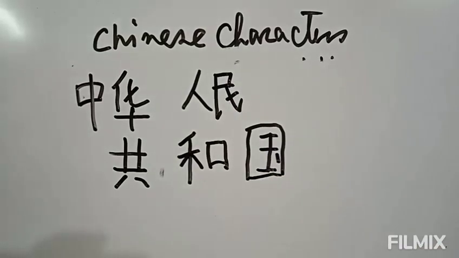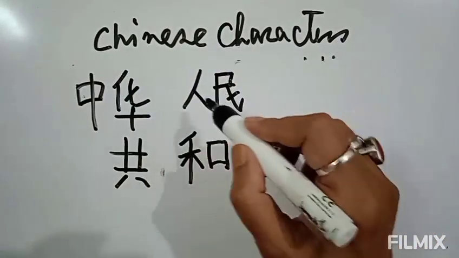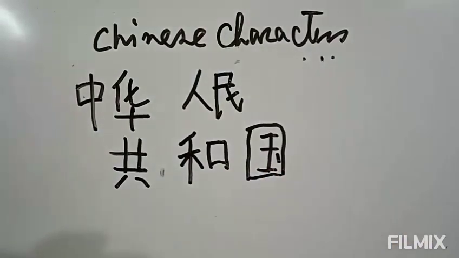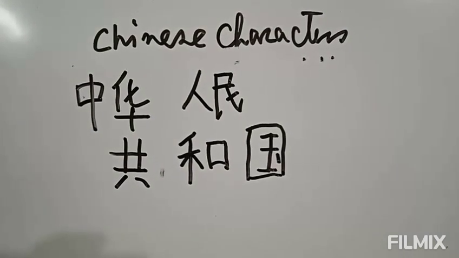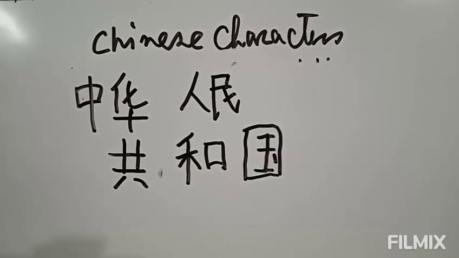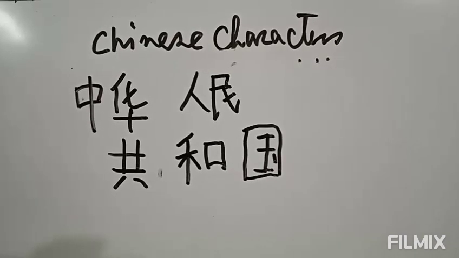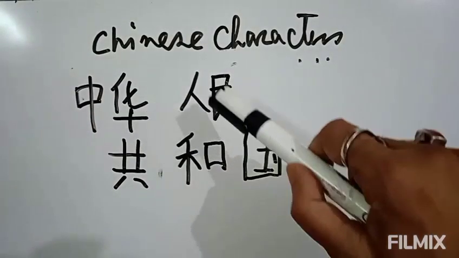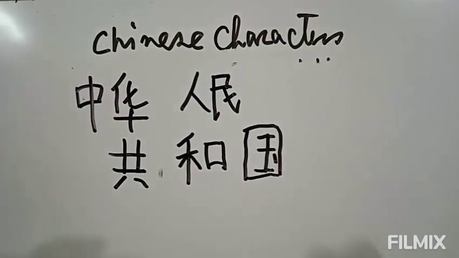Closing. It's called Guo. Guo means country. Zhonghua Ren Min Gong He Guo. This is the total character. People's Republic of China. This is the official name of the country, China. Okay. Please take down in your notebook. This is the first part, Zhonghua Ren Min Gong He Guo.